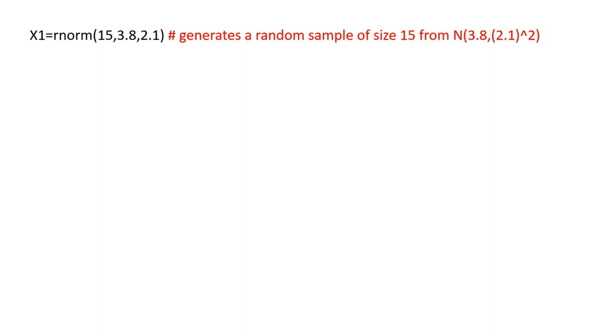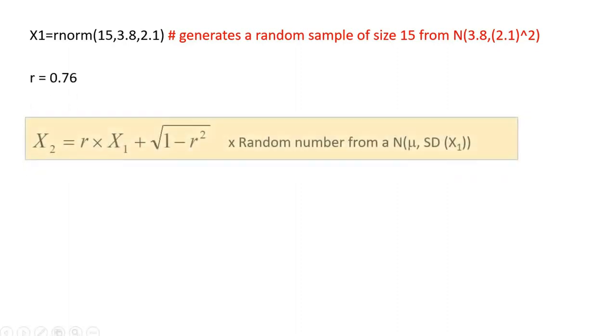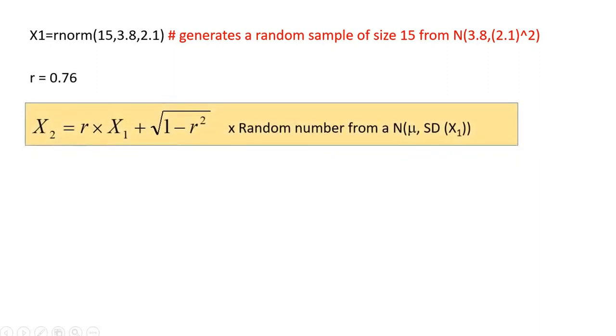So friends, let us try this. We are in R and we are writing commands in R. We are first generating a random sample of size 50 from a normal distribution with a mean of 3.8 and standard deviation 2.1. What we intend to do is that we want another random sample of the same size, but that particular random sample should have a correlation of 0.76, say 0.76 with that of x1.